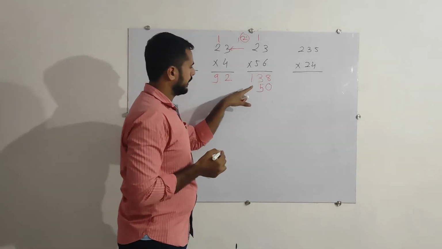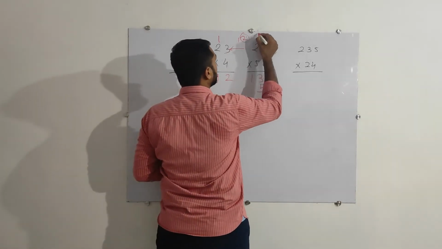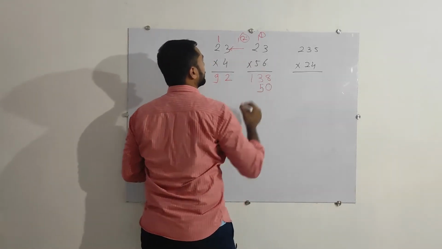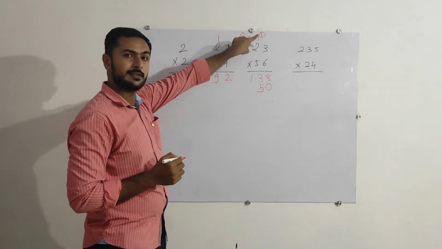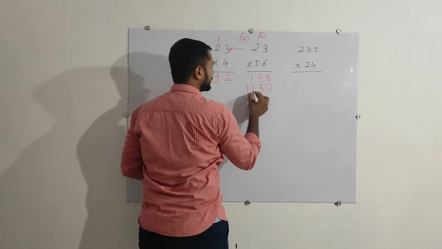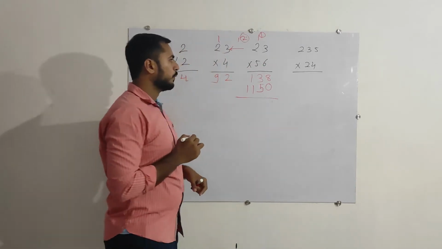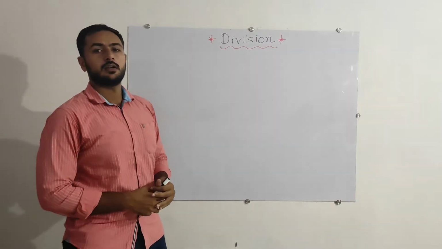So 15. From the 15, I will write 5 here and 1 will be the carry. Okay, 1 will be the carry I am writing here. Now, 5 2s are 10. 10 and 1, 11. Okay. In the next step, we have to do addition for these both the numbers.